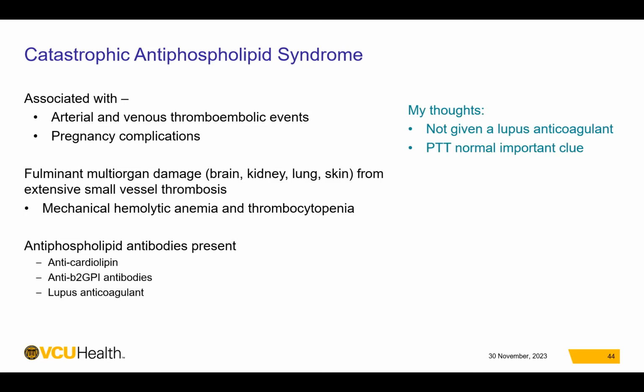Now, we weren't given a lupus anticoagulant. So, without it, I don't know that I could totally say that she doesn't have antiphospholipid antibody syndrome. However, we were given a PT, which was normal. And so lupus anticoagulant is associated with an elevated PTT. So I don't think that this is what we have going on either.